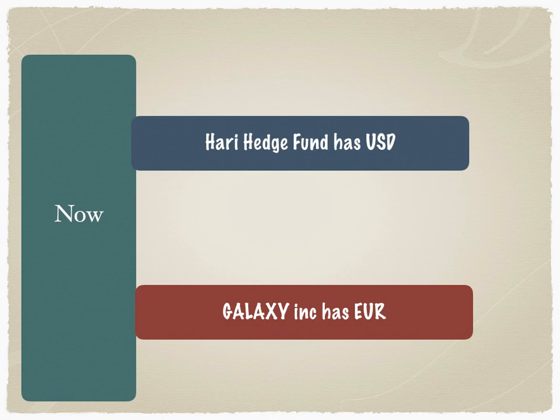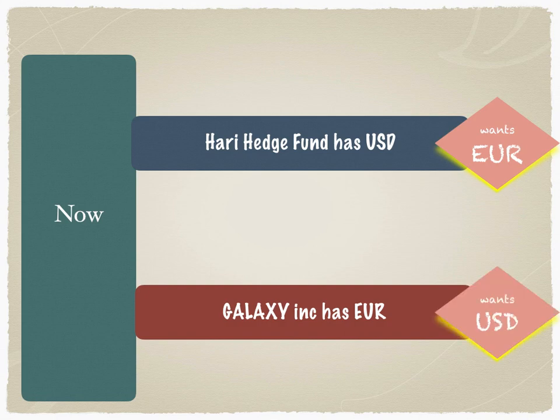Now they have to swap the trade. In comes an investment banker like JP Morgan, Goldman, or Morgan Stanley, which facilitates the swap between Hurry Hedge Fund and Galaxy Inc. Hurry Hedge Fund has USD, it wants EUR. Galaxy Inc. has EUR and it wants USD.